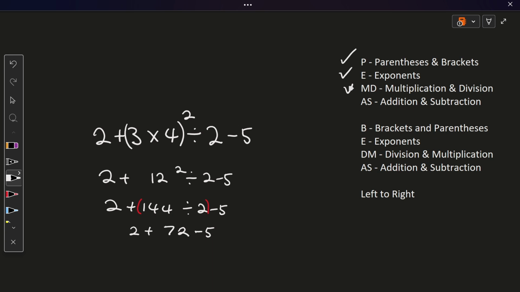Are there any addition or subtraction operators in this expression? Well, there are. We have one addition and we have one subtraction. But which one do we do first? Notice that addition and subtraction are on the same level of priority. One does not take precedence over the other. The best practice is to go from left to right for addition and subtraction, as well as multiplication and division. We always want to be going from left to right. And so let's go ahead and do our addition first and then our subtraction.